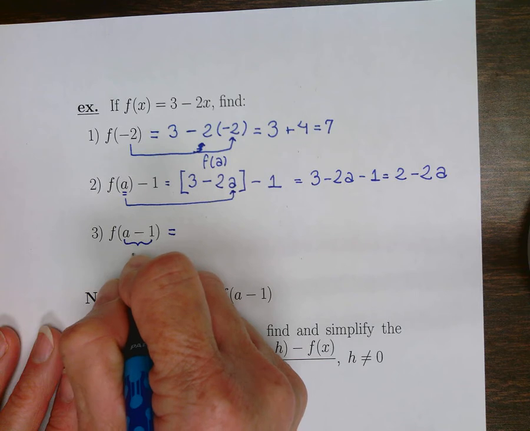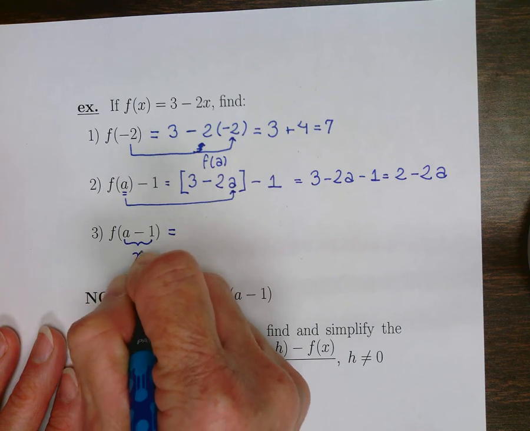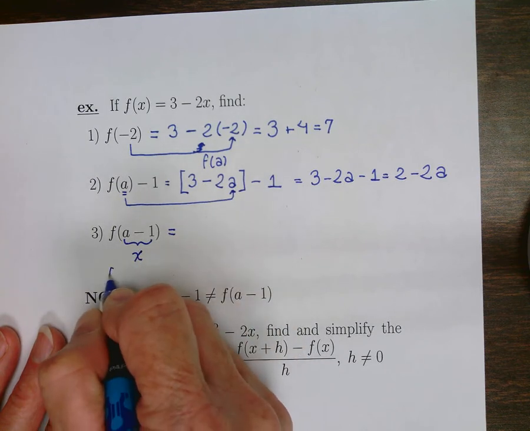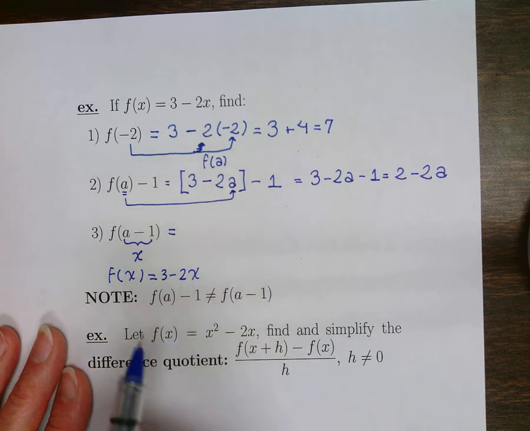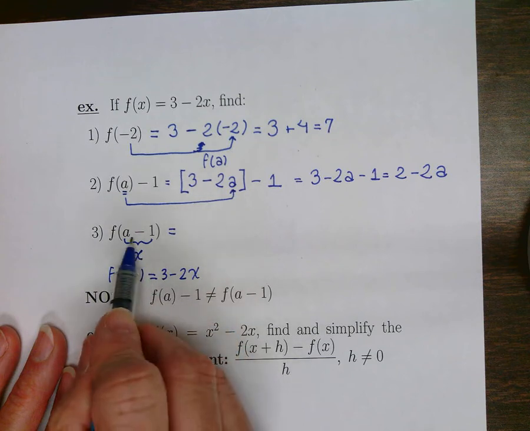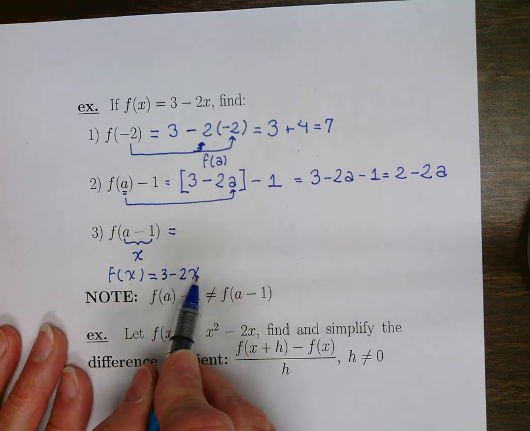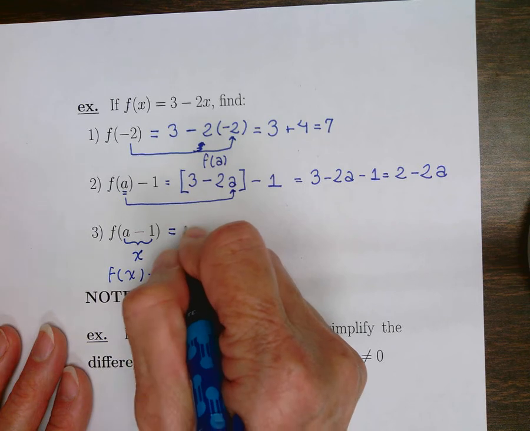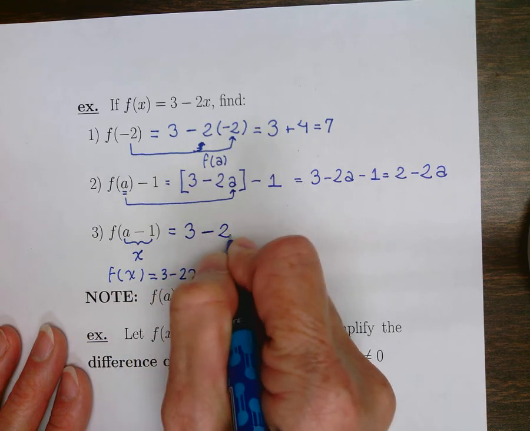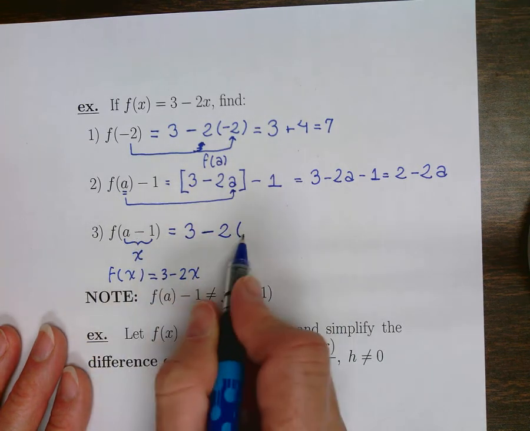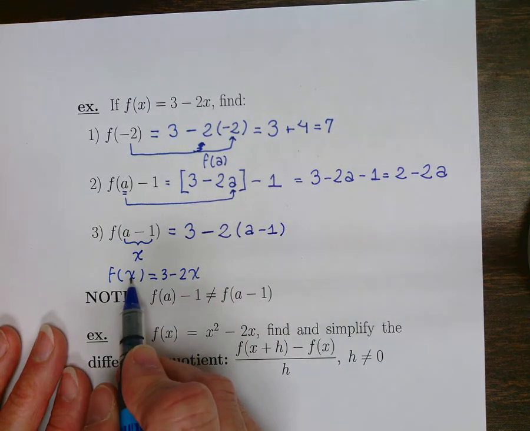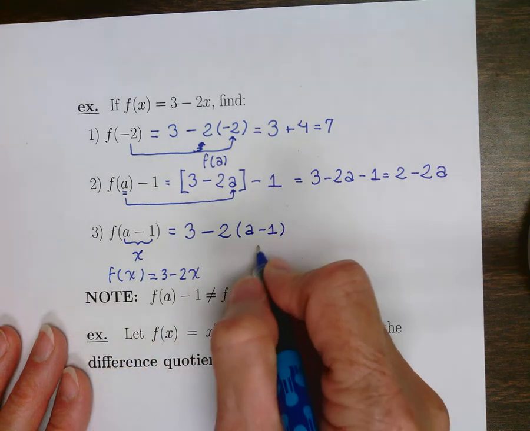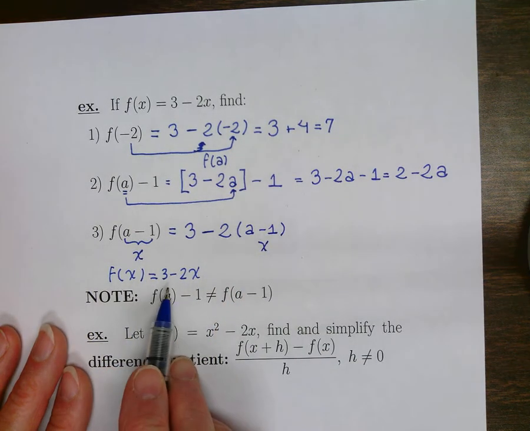So this is our argument. This is representing x in our function. So if we write this down, f of x equals 3 minus 2x, I am replacing x with the argument a minus 1. So it's going to be 3 minus 2 times a minus 1, because I am replacing x with a minus 1 in the original function. Does that make sense?